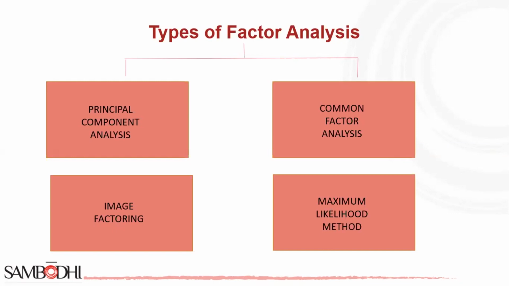Image factoring. It is based on the correlation matrix and makes use of a regression technique in order to predict the factor in image factoring. Maximum likelihood method. It also works on the correlation matrix, but uses a maximum likelihood method to factor.